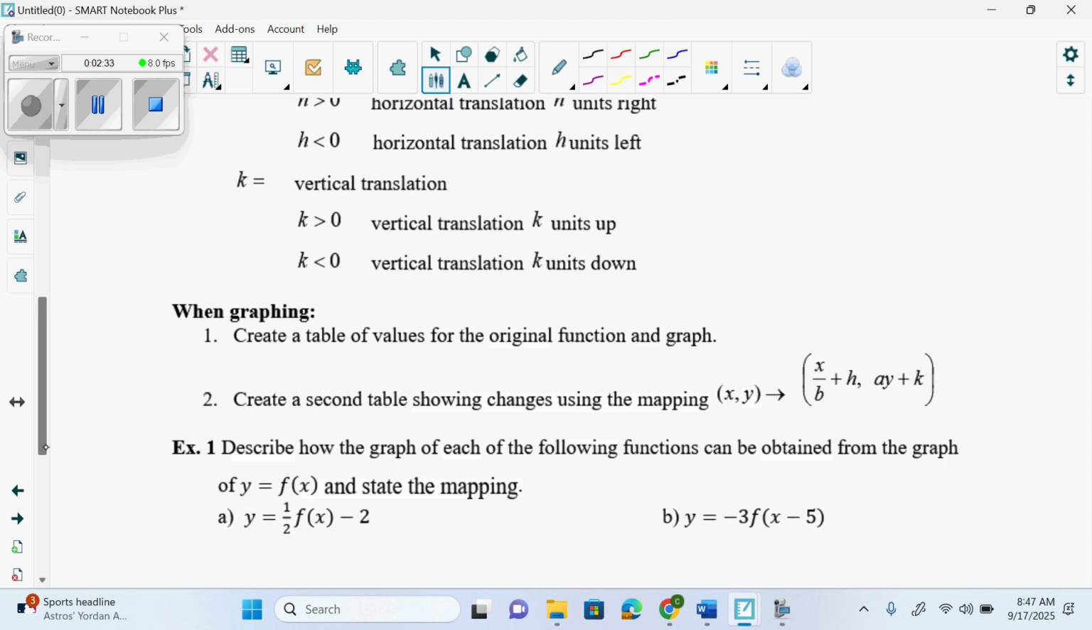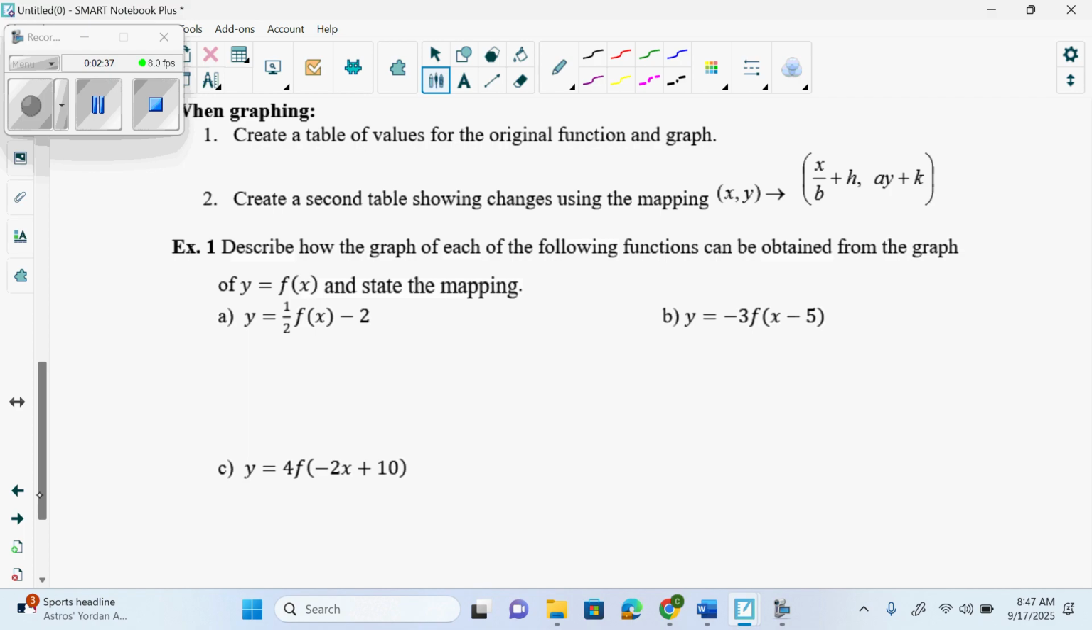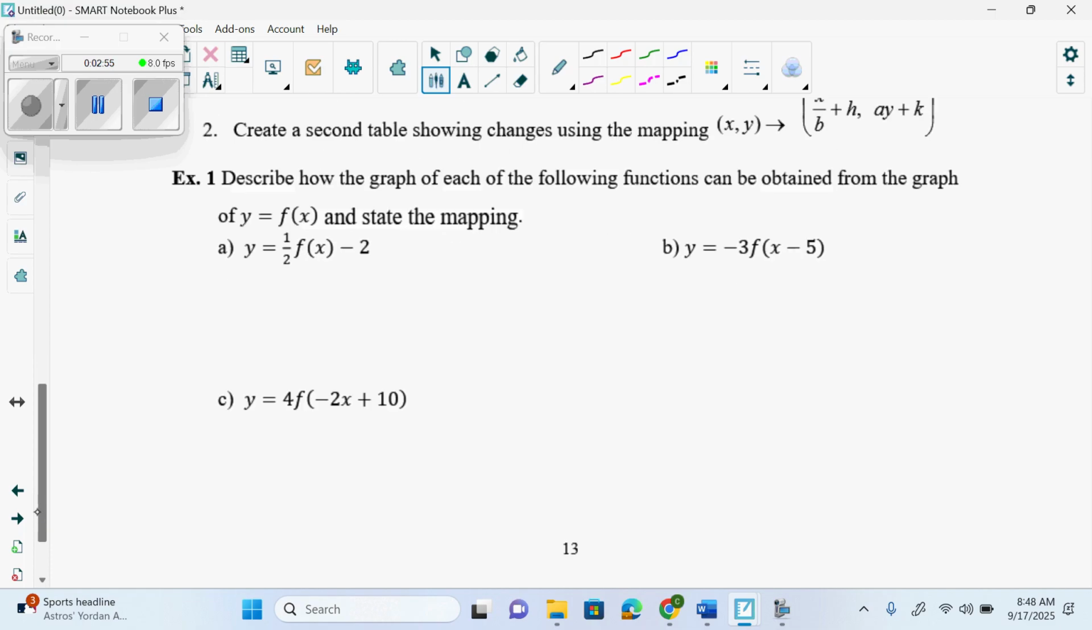All right? Okay. Describe how the graph of each of the following functions can be obtained from the graph of y equals f of x. We should throw a party in our heads. The original graph is y equals f of x, which means it's any function in the world that has not been moved. So anything that they give us now is new and a transformation. Yes? Okay. And then state the mapping. So you guys are going to try this out.